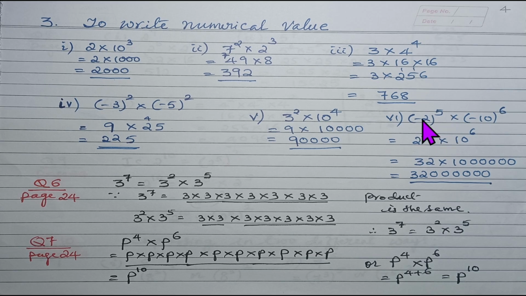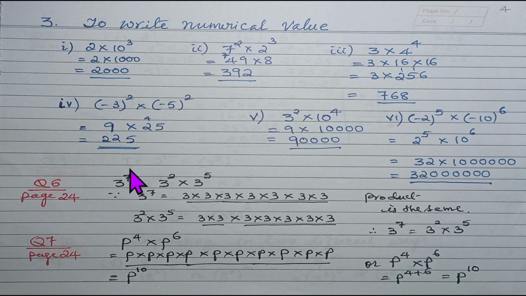Please understand here it is minus 2 raised to 5, into minus 10 raised to 6. But minus into minus again becomes plus, and therefore it is 2 raised to 5 into 10 raised to 6, and 32 into 1 followed by 6 zeros, that is 32 followed by 6 zeros is the answer. If you want, you can name the number.